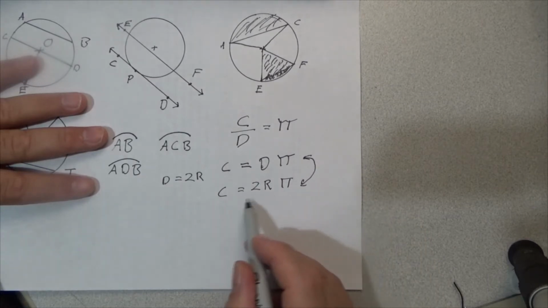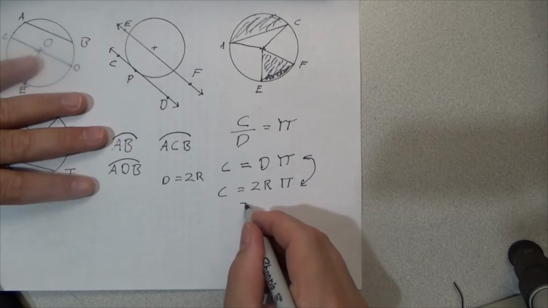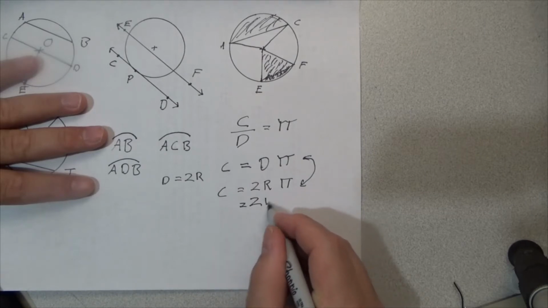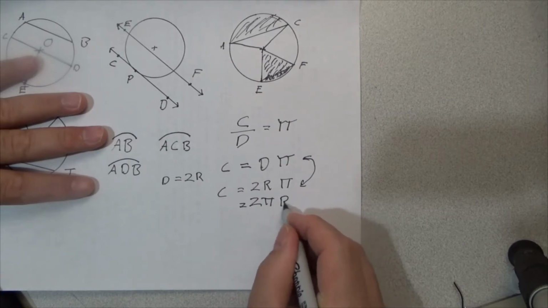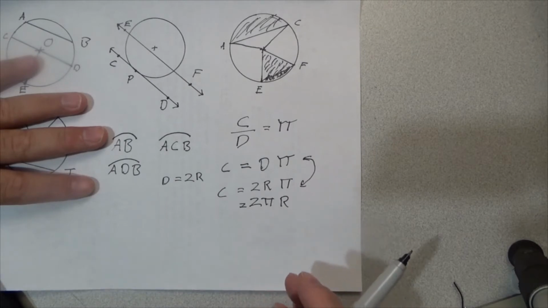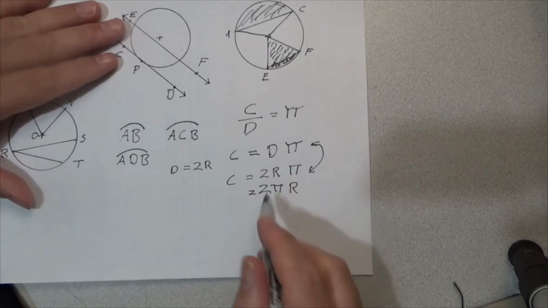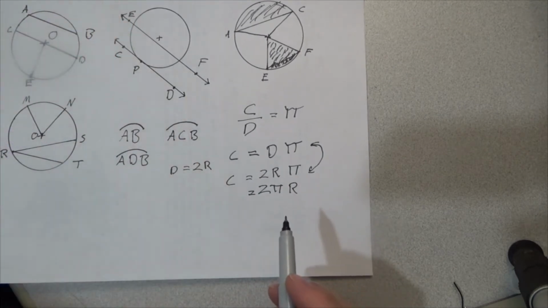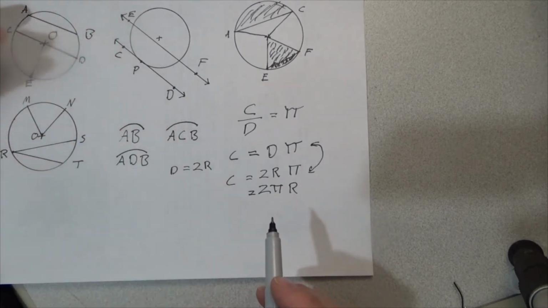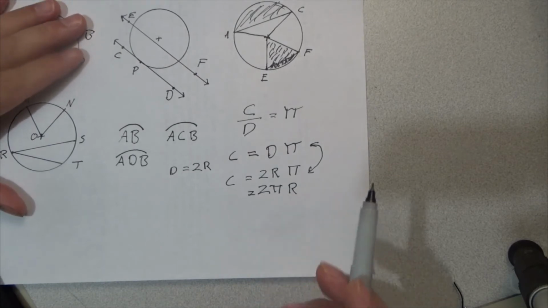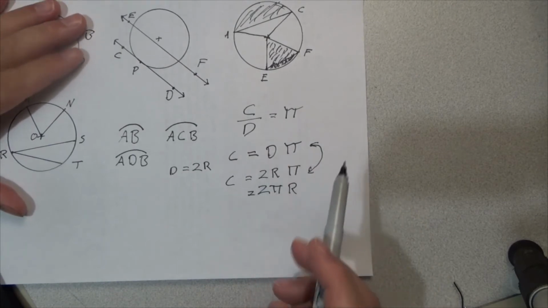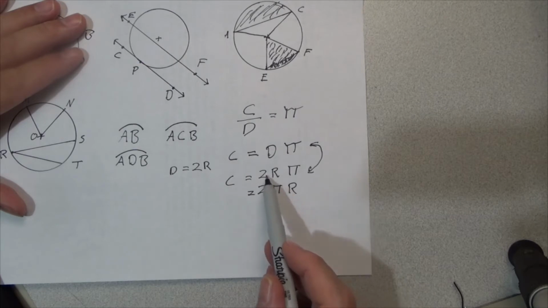Now, most of us might be more familiar seeing this one written as 2 pi r. It is exactly the same thing. There's no difference at all. Now, when would you use one and when would you use the other? Well, it all depends. If you're given the diameter and you're asked to find the circumference, use this one. If you're given the radius, use this one.